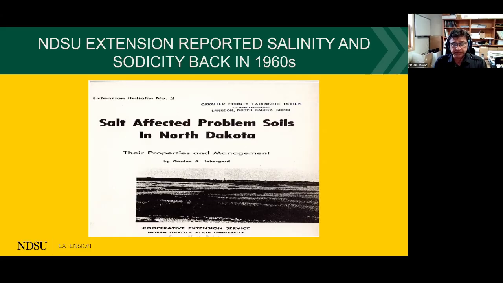This publication mentioned that back in the 1960s, it was estimated that 1 million acres were affected by soil salinity and 2 million acres were affected by soil sodicity. So these are not new problems we are facing. This was estimated or mentioned in the 1960s.